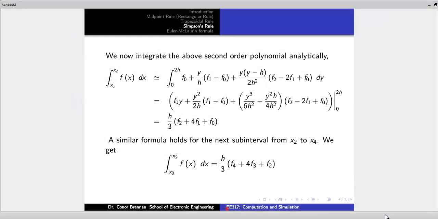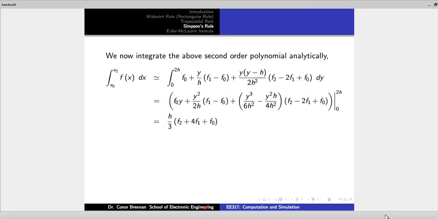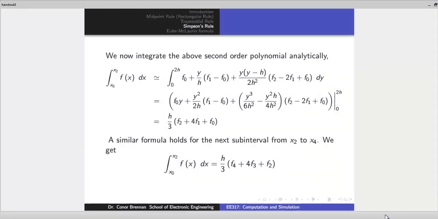So do all this, and then what we can do is integrate that polynomial exactly. It's a quadratic polynomial, and we know how to integrate quadratic polynomials exactly. Here's our estimate for the area under the curve in those first two strips: h over 3 times f2 plus 4f1 plus f0. We'll do the details of this on Tuesday, but suffice to say, this is an estimate for the area under the curve for the first two strips.